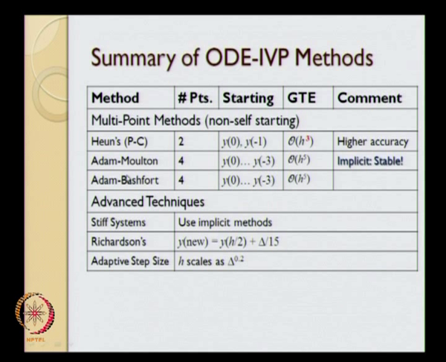The Adams-Moulton method which takes 4 points is h to the power 4 accurate. I am sorry, there is an error over here, this should be h to the power 4, and the fourth order Adams-Bashforth method is an implicit method which is again h to the power 4 accurate.